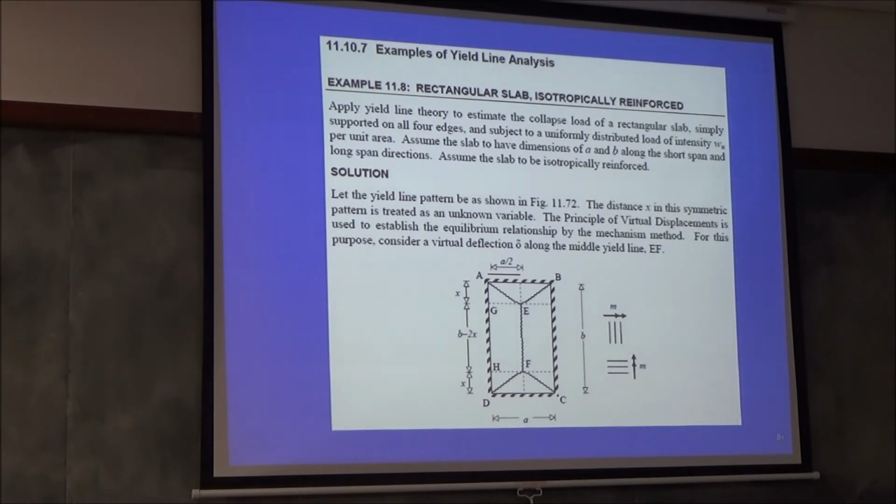Rectangle, right? So we can take this rectangle and we know that the area is (b minus 2x) into a by 2, and we know that into W is the total load, and we know that the CG will go down by delta by 2. Got it?